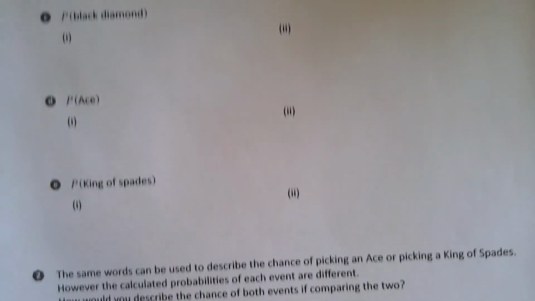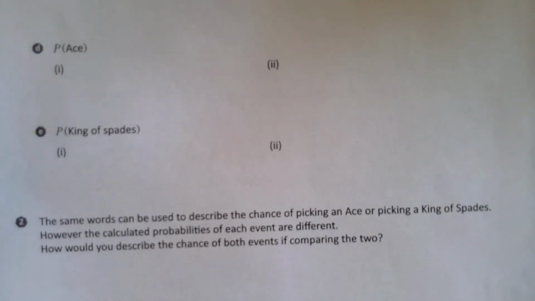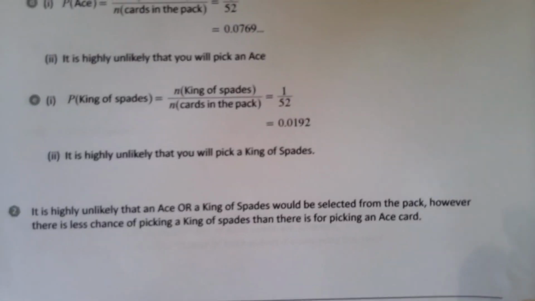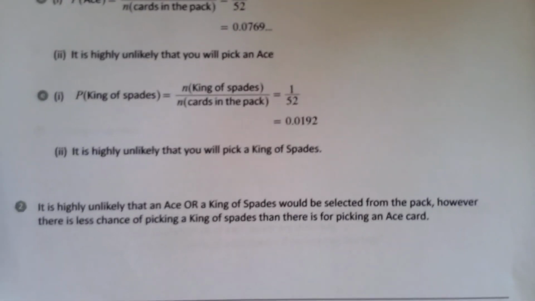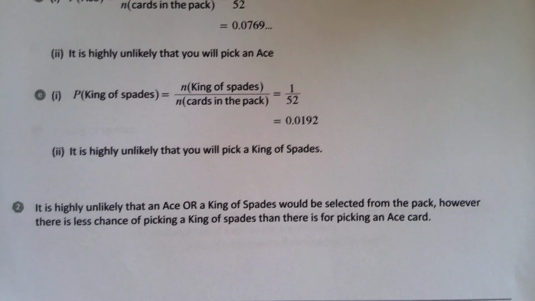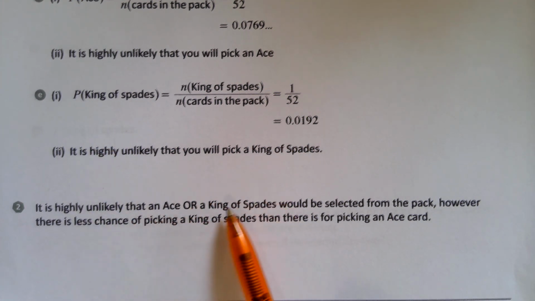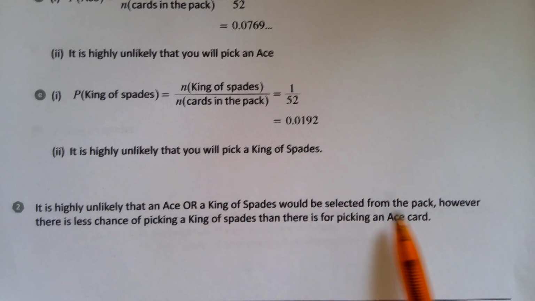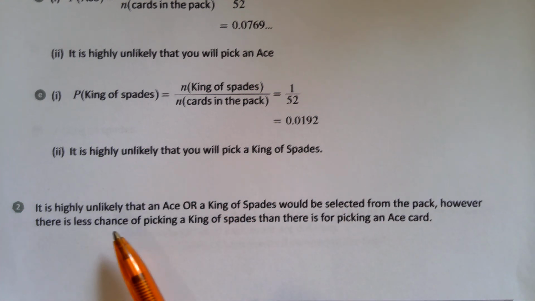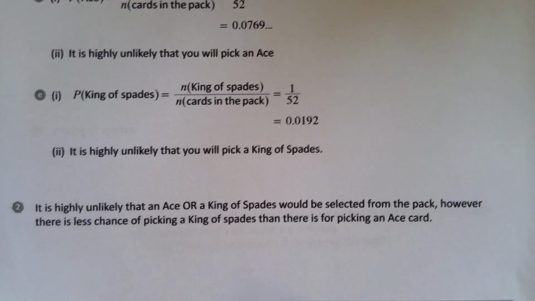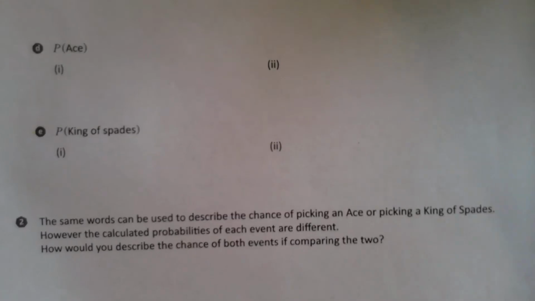Okay, question 2. Read it carefully, highlight the words you need. Is your sentence something like this? Doesn't have to be exactly the same order, but these words need to be in there. Highly unlikely. Ace or king of spades needs to be mentioned. Selecting from a pack, that's what we're doing. Less chance of picking the king of spades than picking an ace card. So you need to mention all those words, but the sentences can be structured differently.